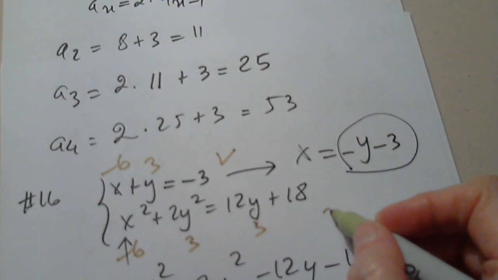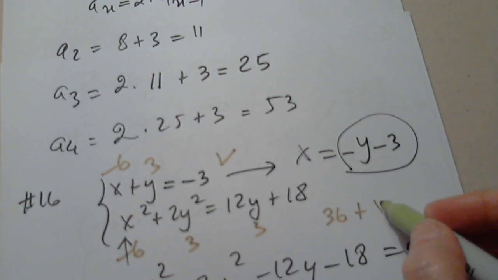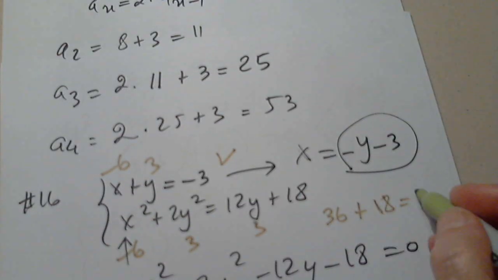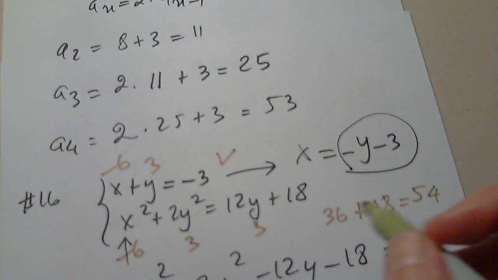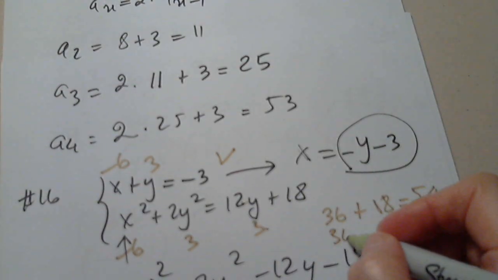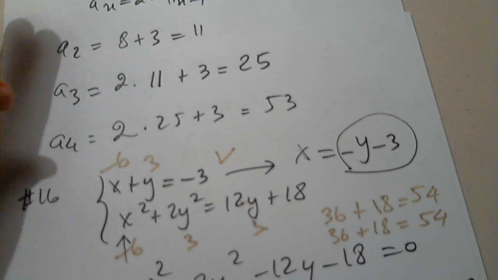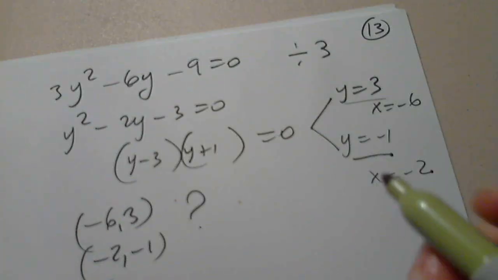Negative 6 squared is 36. 3 squared is 9. 9 times 2 is 18. So this should be 54. 3 times 12, 36. Plus 18, indeed 54. So I will say the first one, yes.